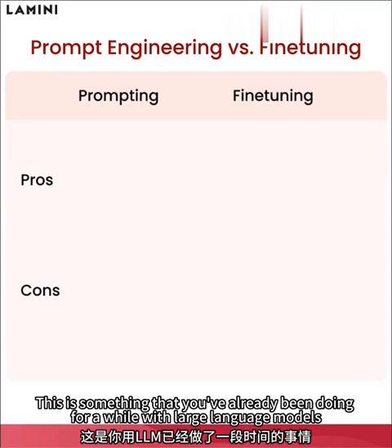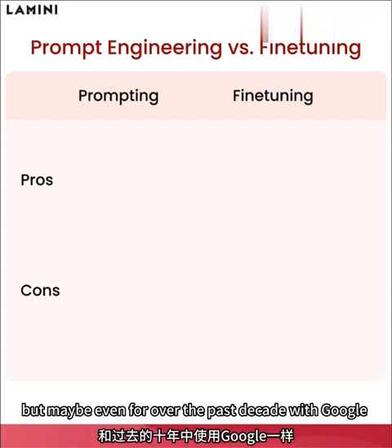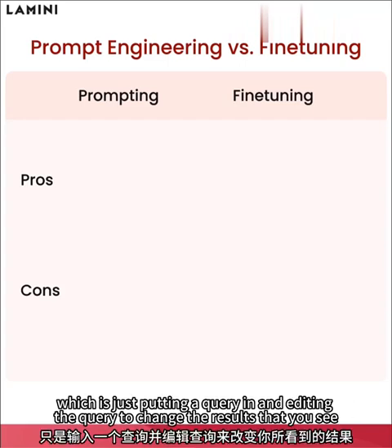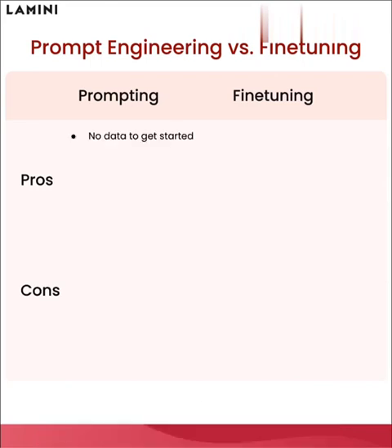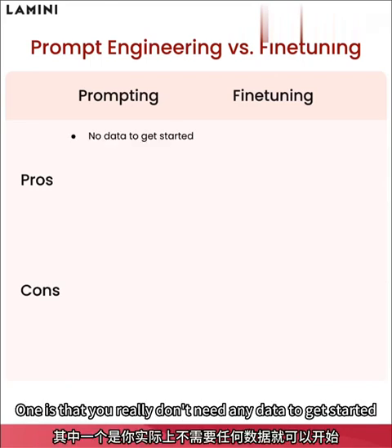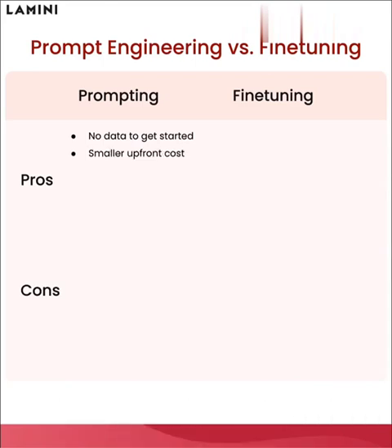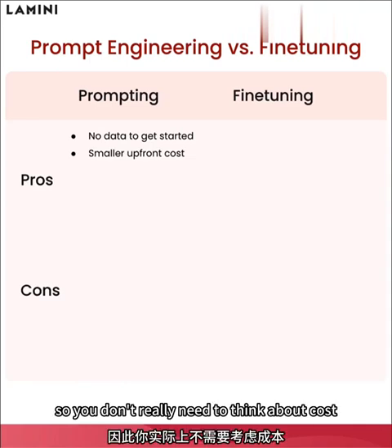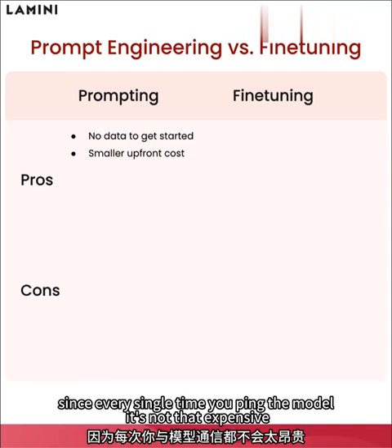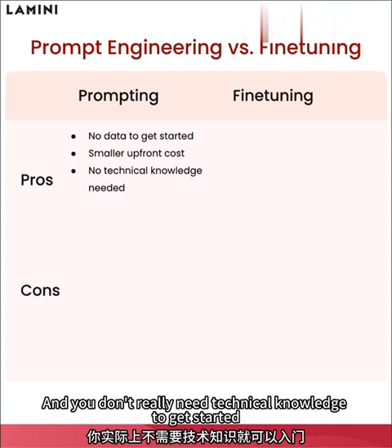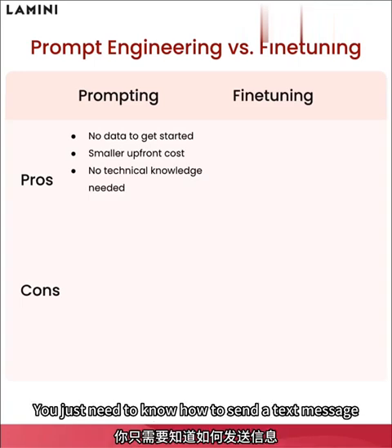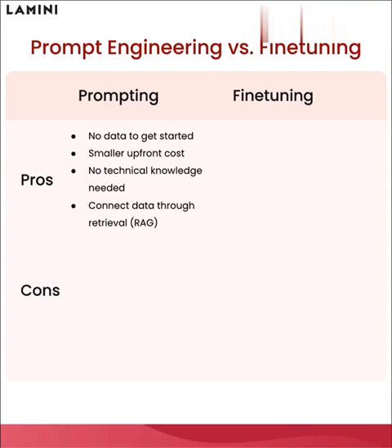So now to compare it with something that you're probably a little bit more familiar with, which is prompt engineering. This is something that you've already been doing for a while with large language models, but maybe even for over the past decade with Google, which is just putting a query in, editing the query to change the results that you see. So there are a lot of pros to prompting. One is that you really don't need any data to get started. You can just start chatting with the model. There's a smaller upfront cost, so you don't really need to think about cost since every single time you ping the model, it's not that expensive. And you don't really need technical knowledge to get started. You just need to know how to send a text message.